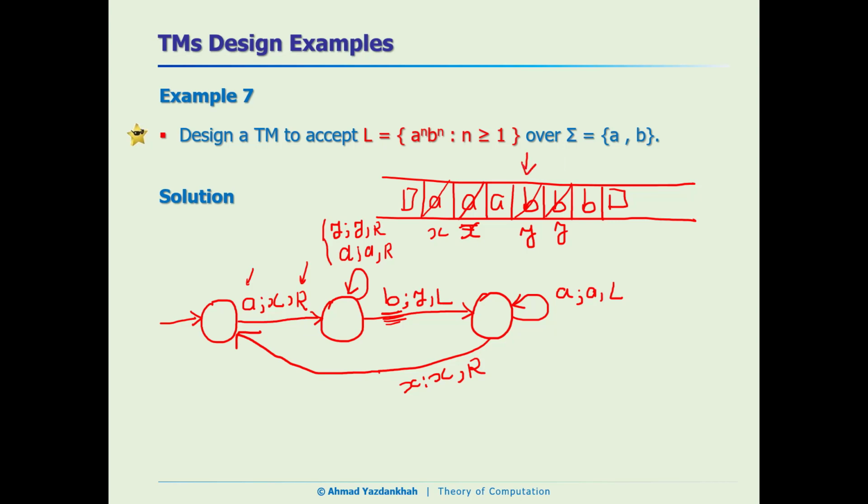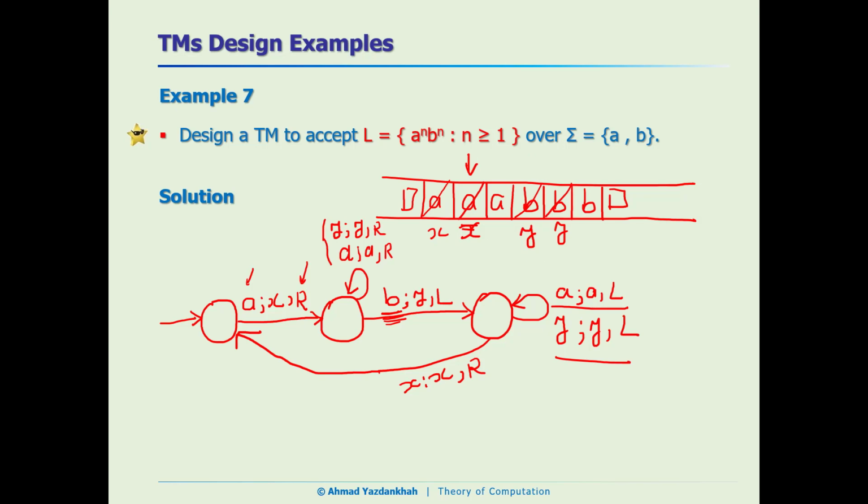Now it says to bypass all of the A's, but we don't have A. Now we are seeing Y, so we need to bypass Y's as well. If it is Y, don't change it, go to the left. Fantastic. Okay, so the Y's will be bypassed by this guy. The A's will be bypassed by this guy. And we reach where? Here.